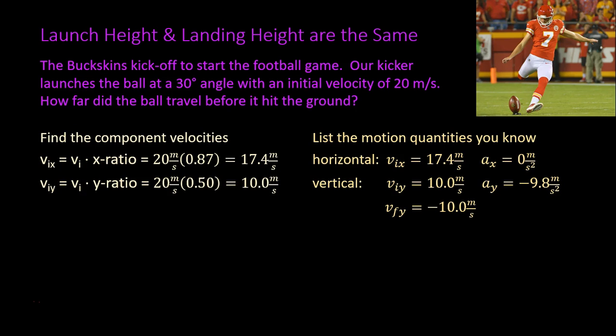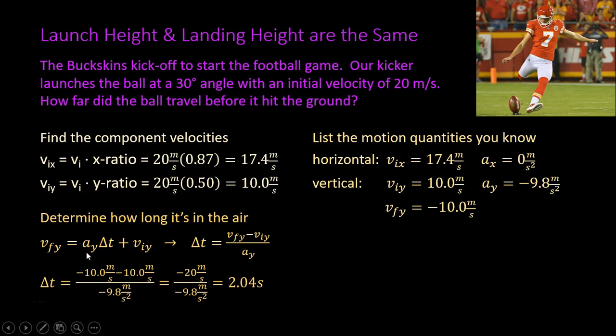Next, we need to list the quantities we know. Horizontally, we know the initial velocity and we know the acceleration is 0. Vertically, we know the initial velocity is 10 meters per second. We know the acceleration is negative 9.8 meters per second squared. And we know that the final velocity in the vertical dimension is negative 10 meters per second.